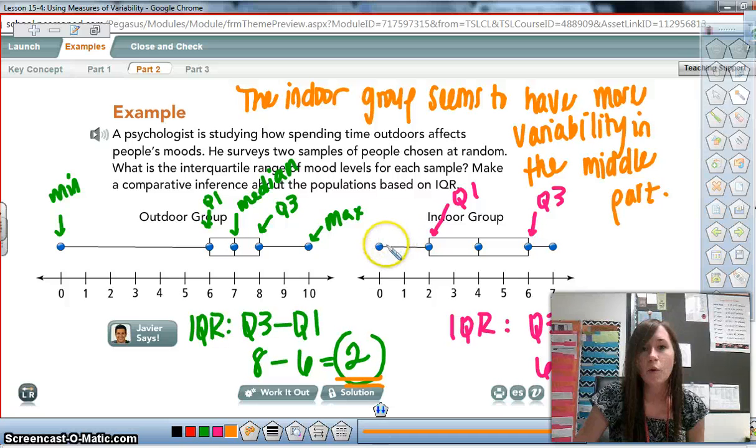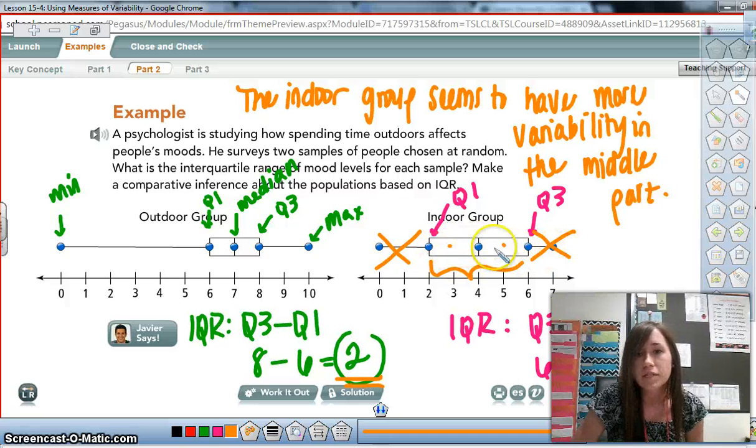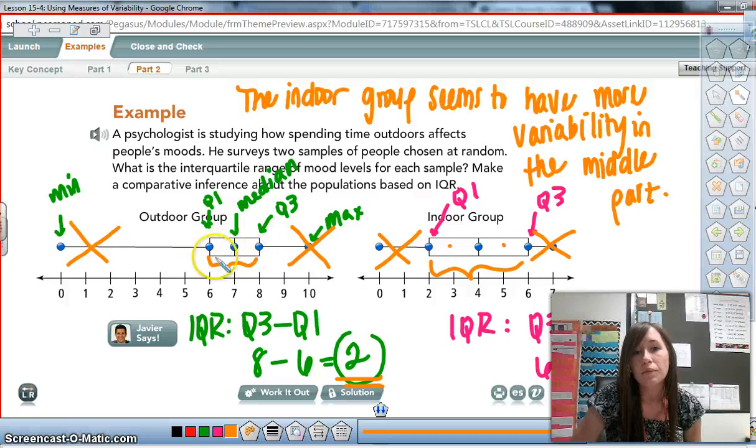So ignoring the people that scored low, ignoring the people that scored really high, just looking at the middle actual 50%, remember this is divided into 4 equal parts, so the middle 50% here inside the box is spread more than the middle 50% of the outdoor group. So again, when you ignore the people that scored really low and you ignore the people that scored really high, the people kind of in the middle scored pretty consistently in the outdoor group. They scored around a 7, a 6, 7, or 8.